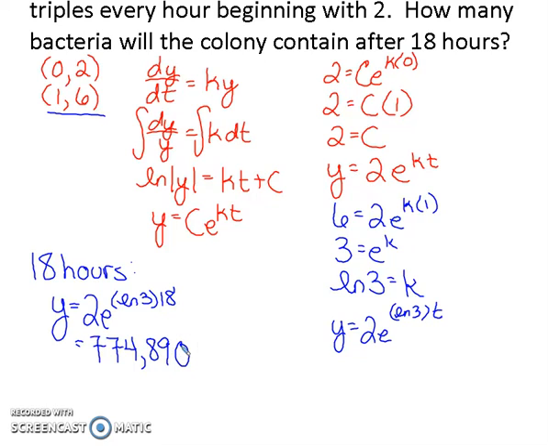774,890,000, or excuse me, 840,000. 978. So 2 bacteria in less than a day have turned into almost 800 million bacteria. That's how disease spreads so quickly. One person's sick, and next thing you know, the whole school is sick. Okay?